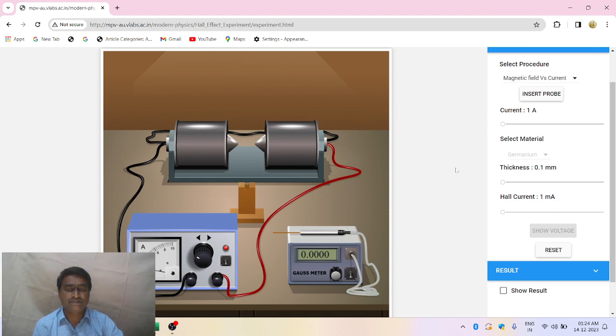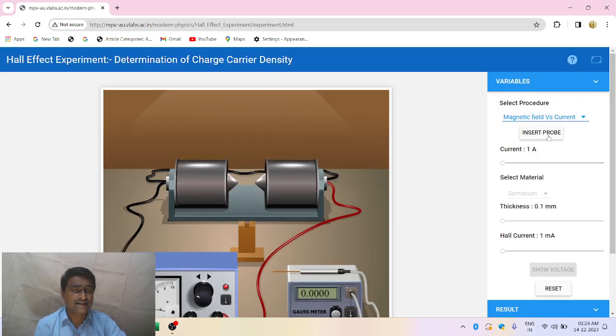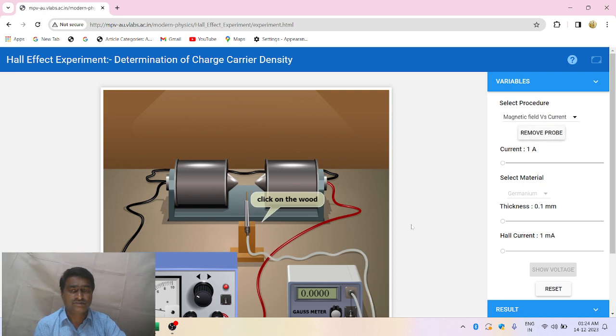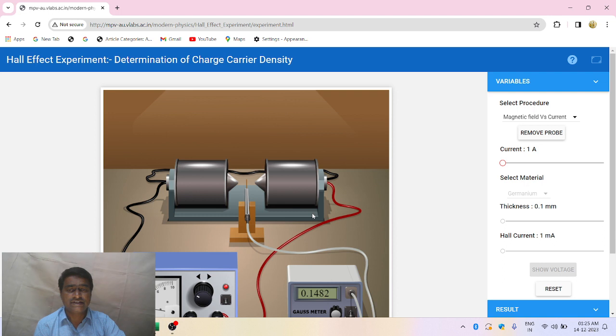First we have to measure the magnetic field which we are applying. For that we choose magnetic field versus current. Insert the probe, this is the probe which is going to measure the magnetic field. Then we click on this wooden box so that the probe is inserted between these two magnetic poles. It is reading 0.1482. You have to note down that reading. Throughout the experiment we are going to keep this magnetic field constant.